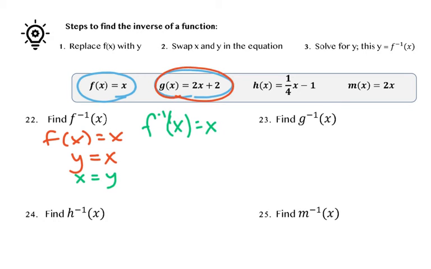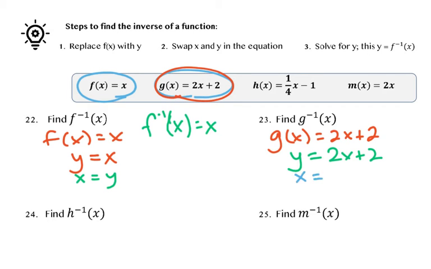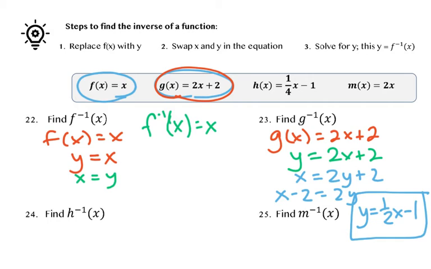Let me use a different color. I'm going to write g of x is equal to 2x plus 2. That's the first thing, just write it down. Okay, the first step is replace your f of x, or in this case g of x, with y. So we're going to write y equals 2x plus 2. Step number 2 is swap your x and y. So x equals 2y plus 2. And step number 3 is to solve for y. So I'm going to subtract my 2, and then I'm going to solve for y. So I'm going to divide everything by 2. So y is equal to 1/2 x minus 1. That is my inverse.